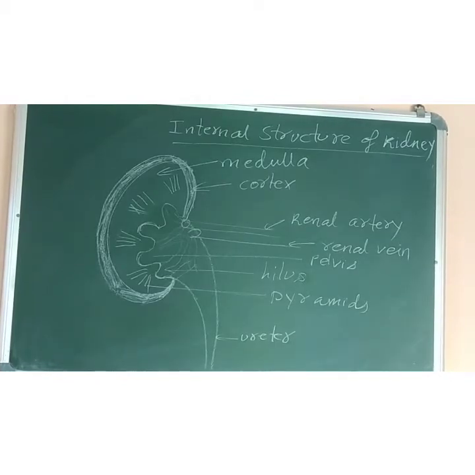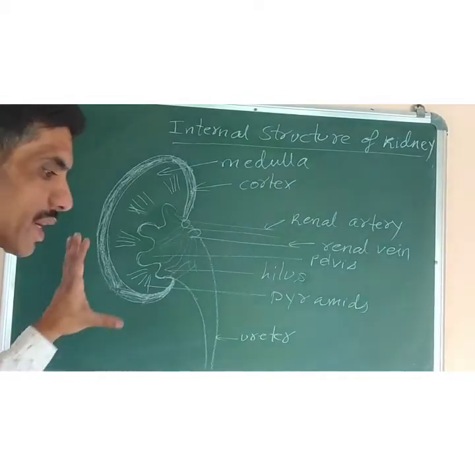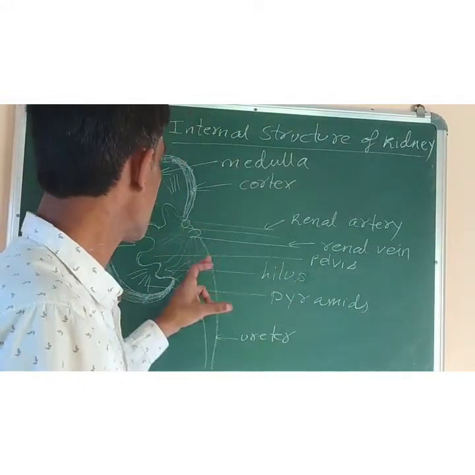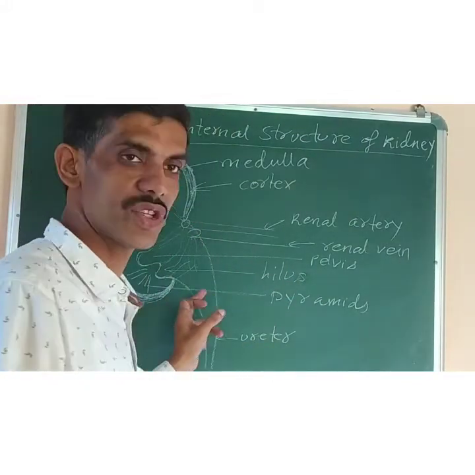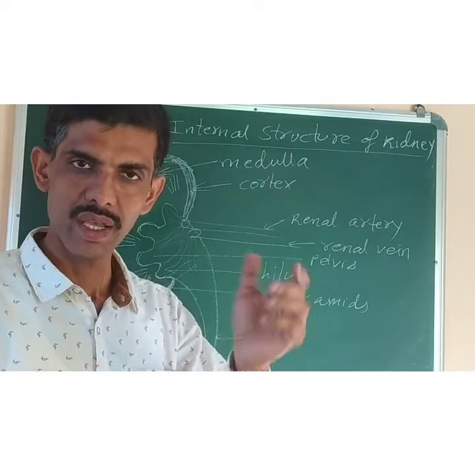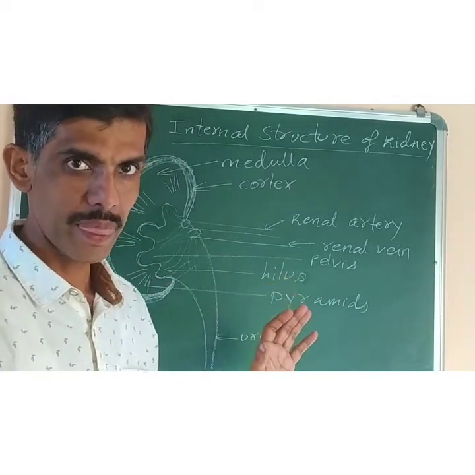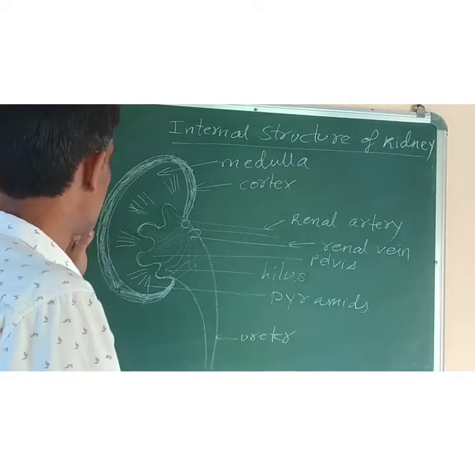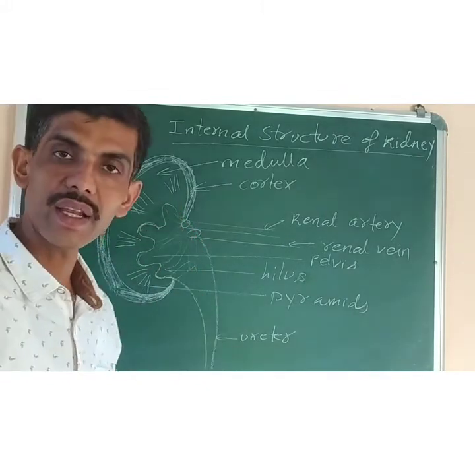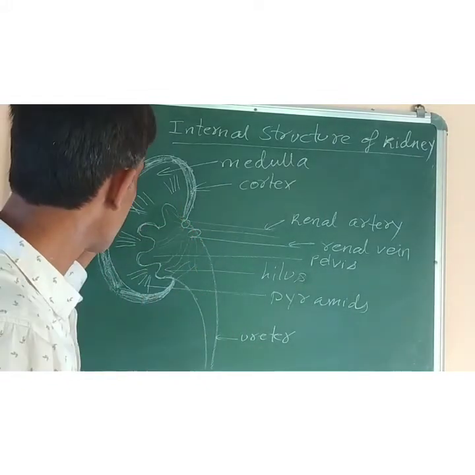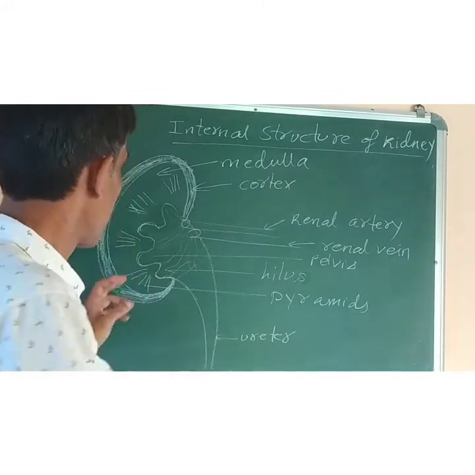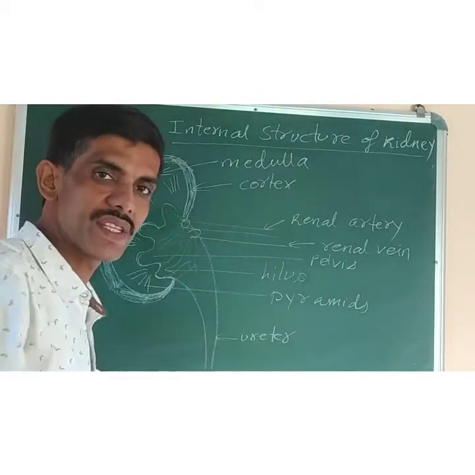Okay, now look at the diagram which is given of the internal structure of the kidney. First of all, you should know the kidney is a bean-shaped structure, just like a rajma. One side is convex, the other side is concave. Convex means the bulging outward part, and concave means the part which is depressed inside.